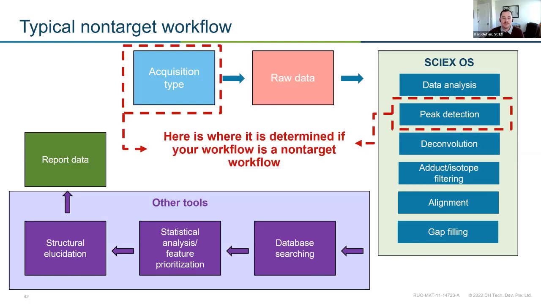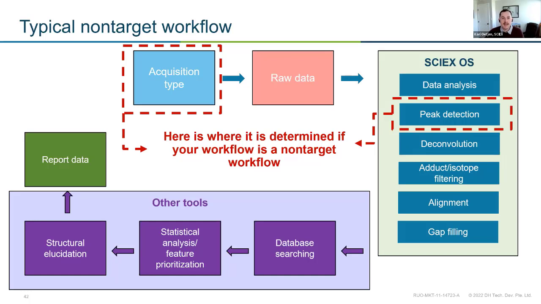So the first would be the acquisition type. So we need that survey experiment. We don't technically need the MSMS data for some workflows, but in all honesty, we really need it. We're gonna lean on it, especially when we're doing identification. And we need to do our peak detection in a very specific way.